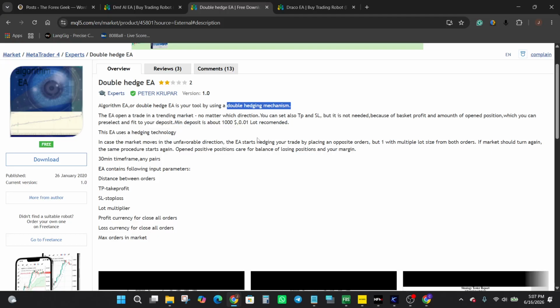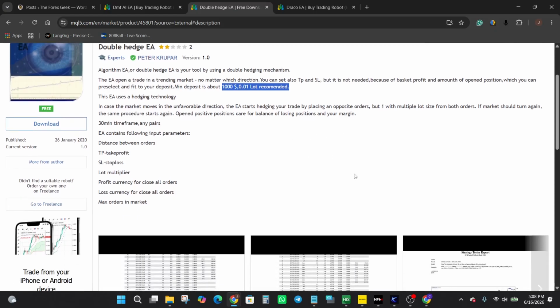However, the description notes that these are not necessarily required because the system can also utilize basket profit management and a predefined number of open positions. Looking further through the details, the developer recommends a minimum deposit of around $1,000 and suggests a starting lot size of 0.01 lots. The marketplace page also explains how the hedging process works.